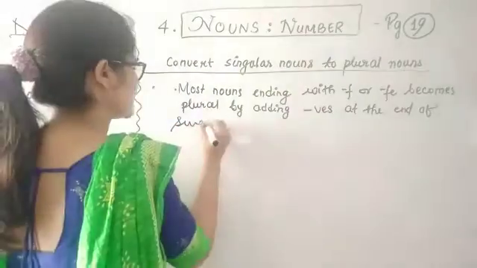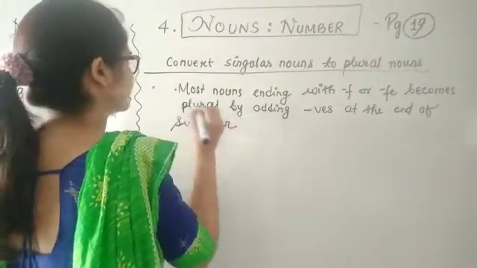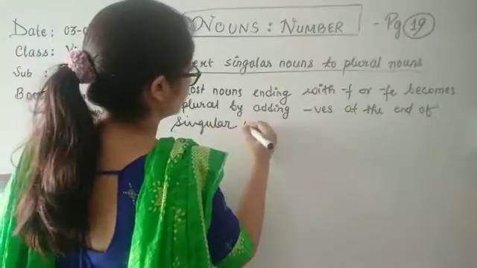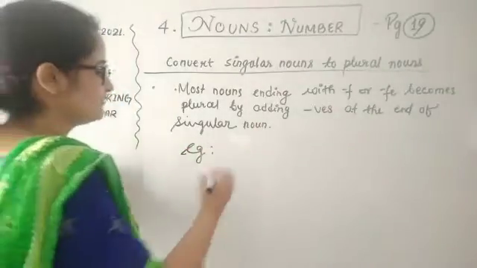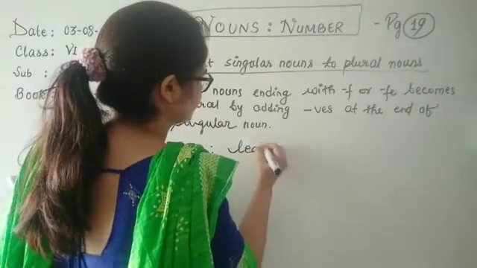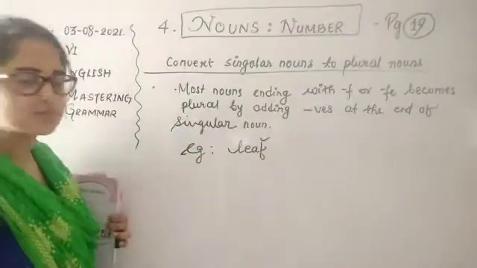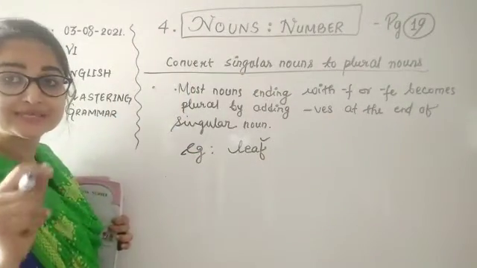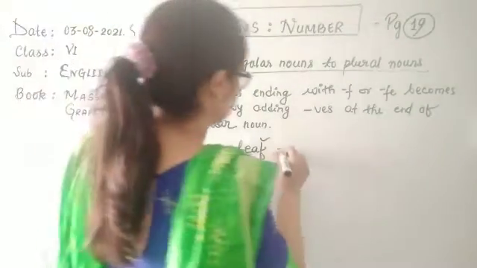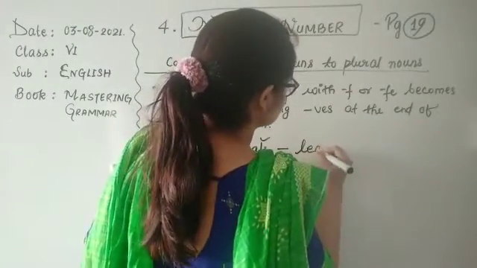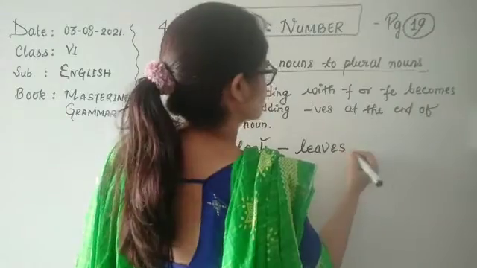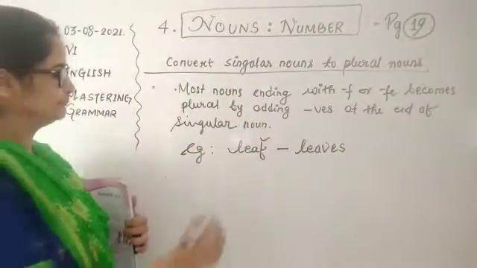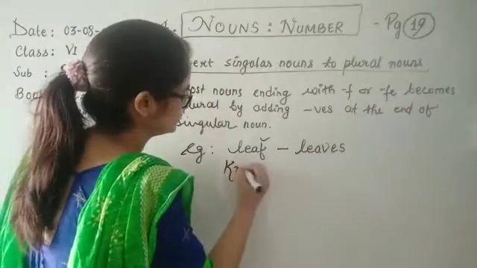Let us see some examples so that we can have a clear idea. Singular noun. For example, leaf. This is ending in f. So what did I tell you? F will be replaced by what? It will be replaced by ves. So lea remains the same and f is removed to place what? Ves. Now see the other word, knife.